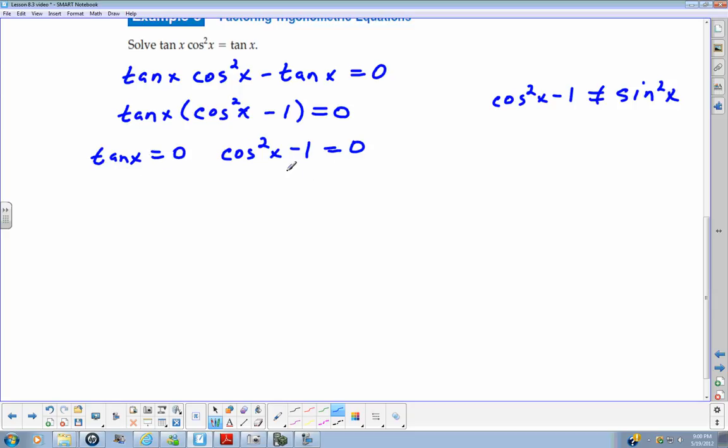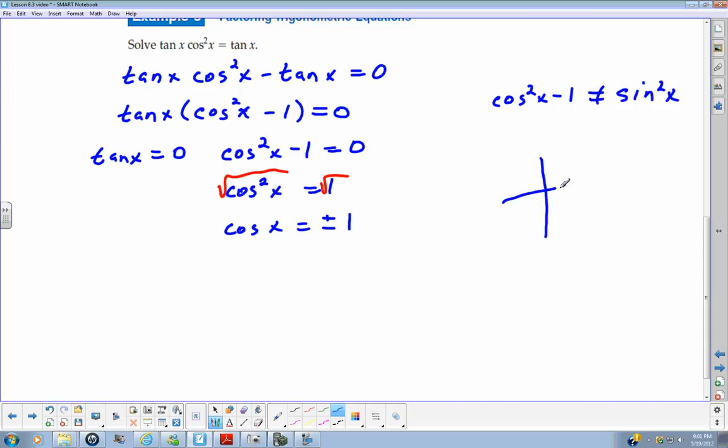We can do two things with this one. We can either add 1 to both sides and then take the square root, or we could factor it also. I'm going to go ahead and add 1. So that means we have cosine squared of x equals positive 1. So then we take the square root of both sides. And don't forget, whenever you take the square root, you get a positive and a negative. All right, so we want to take a look at these values. These are on our unit circle. So when this tangent equals 0 and when this cosine of x equals plus or minus 1.